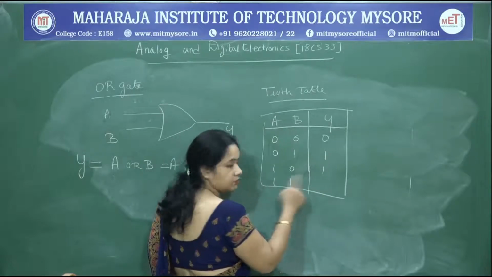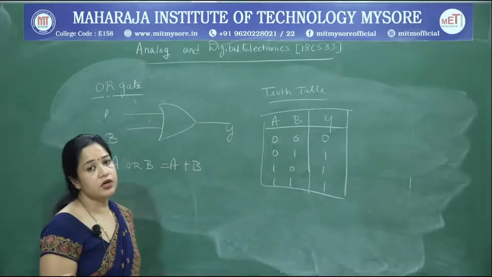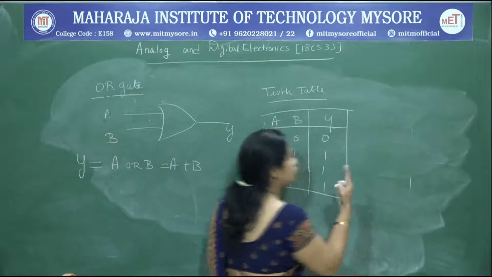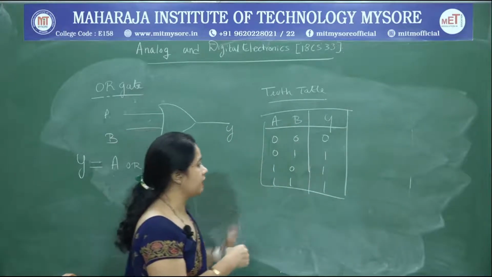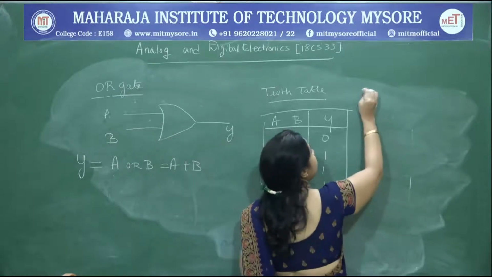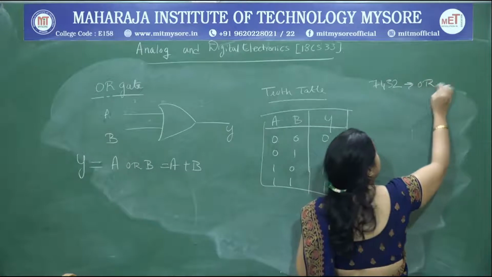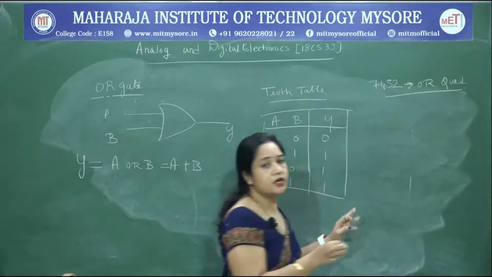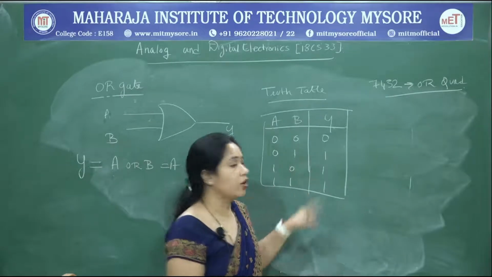And 1 1, both are 1, the output is 1. So, this is how we write the truth table for an OR gate. And coming to the IC, I just forgot to mention the IC for your AND gate. I will write both side by side. So, 7432 is an OR gate and this is a quad OR gate. So, when I say quad OR gate, using 7432 I can realize 4 OR gates.